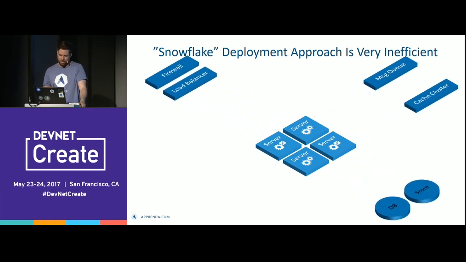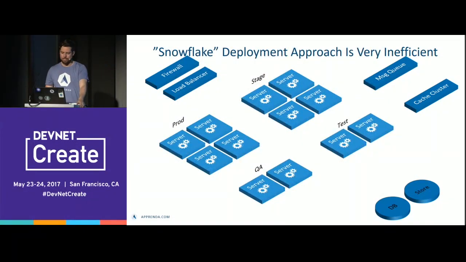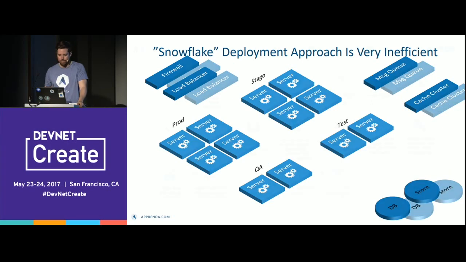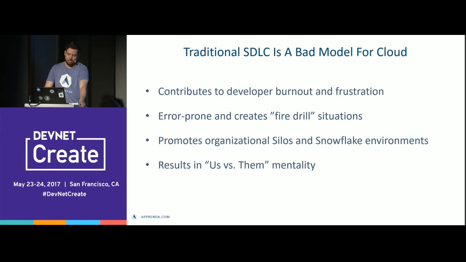So you expand that out, and you have it for production, and then all the different stages of production, QA, and test. And then for high availability, you double that up. And again, all the different handshakes, where primarily all you want to do is develop your application and get it into production, you have to go through the entire array of people in IT in order to get that application into production. And it's just not sustainable. It contributes to developer burnout.